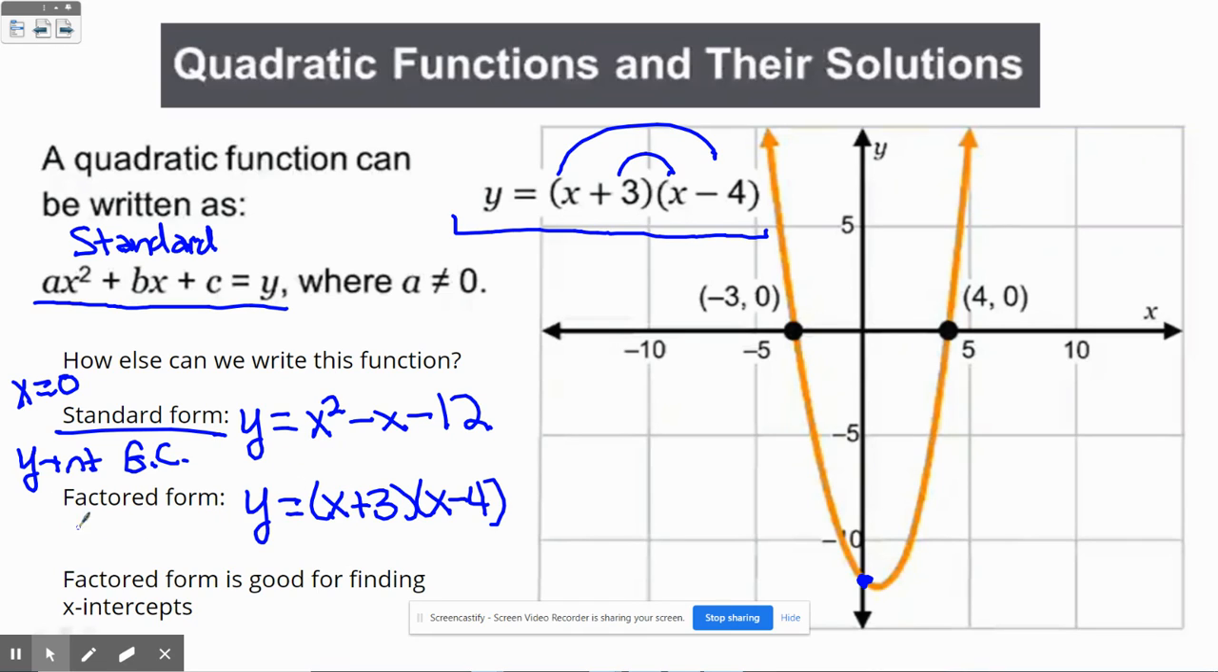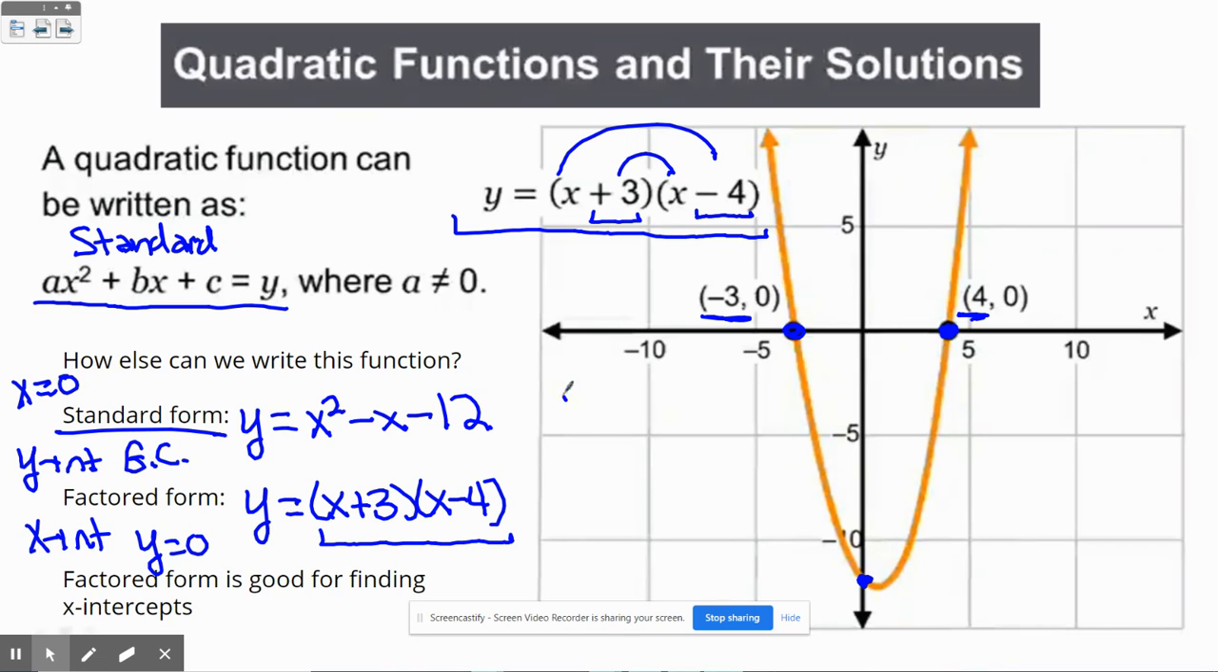Okay, now factored form is really awesome for another reason. Factored form is good for finding the x-intercepts, and we're going to talk about that here in a second. As you can see here, I have negative 3 and 4. So how are the negative 3 and the 4 related to these factors? Well, it's basically the opposite of that number and the opposite of that number. Why is that the case? Well, x-intercepts mean y equals 0.